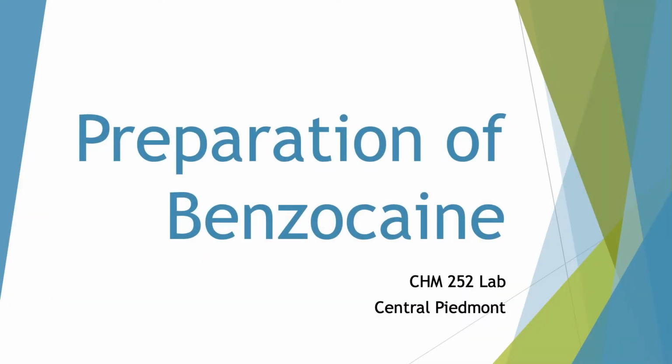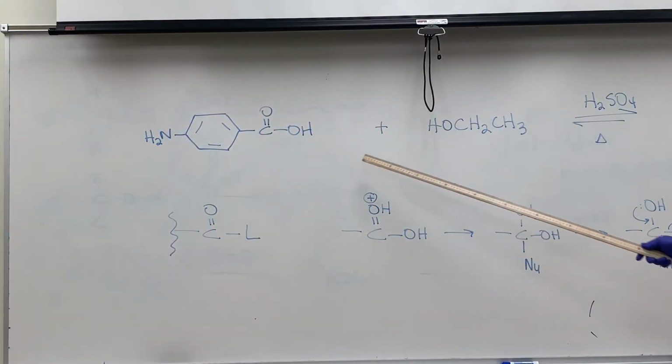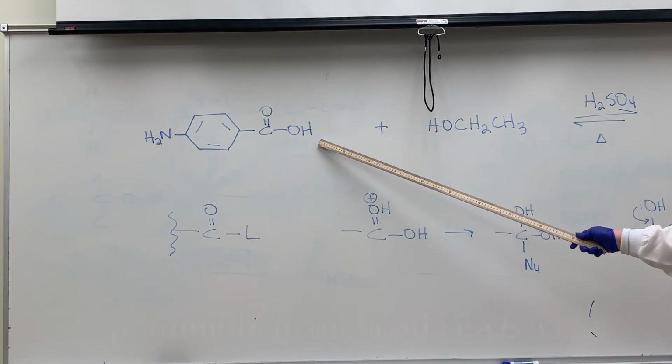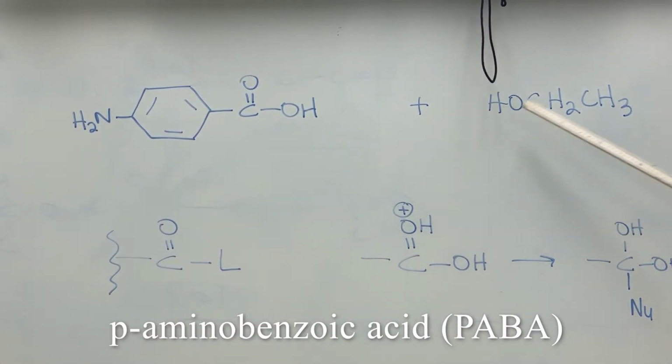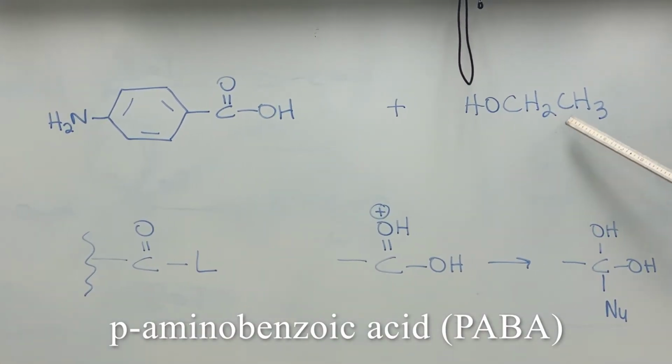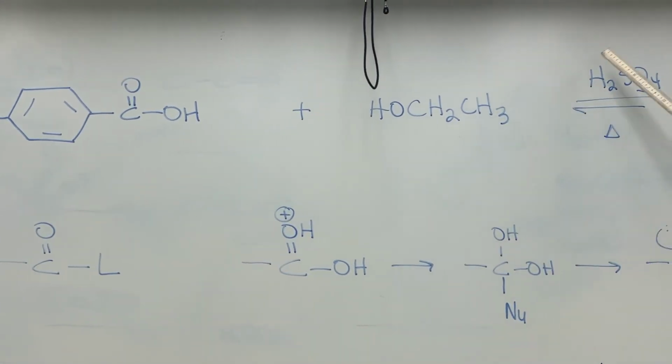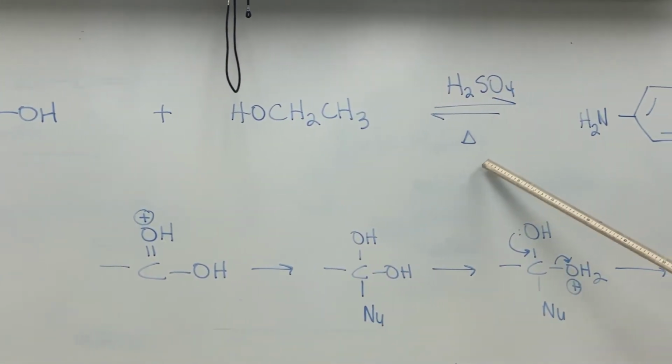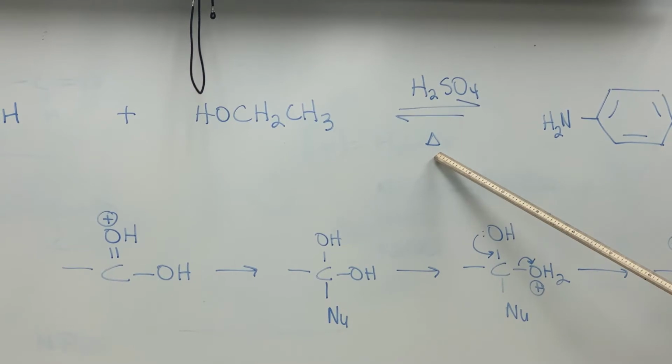Today's lab, we are going to make an ester. We're going to carry out the Fischer esterification, and to do that, we're going to use a carboxylic acid. We've got para-amino benzoic acid, and then we're going to use ethanol as our nucleophile. This reaction is equilibrium based. We're going to heat it for it to go at a reasonable rate.